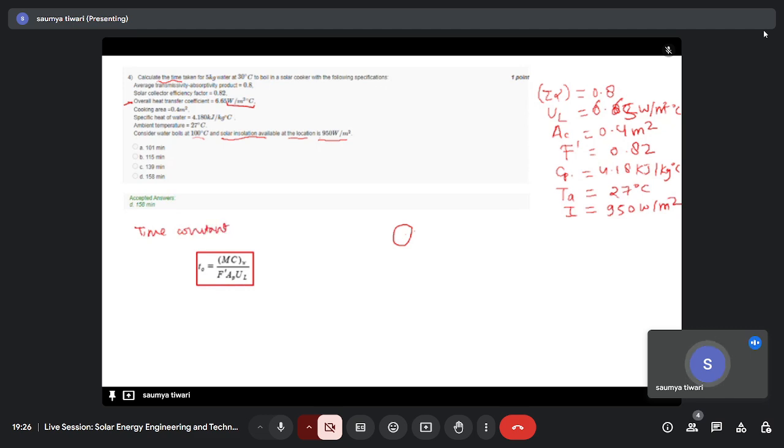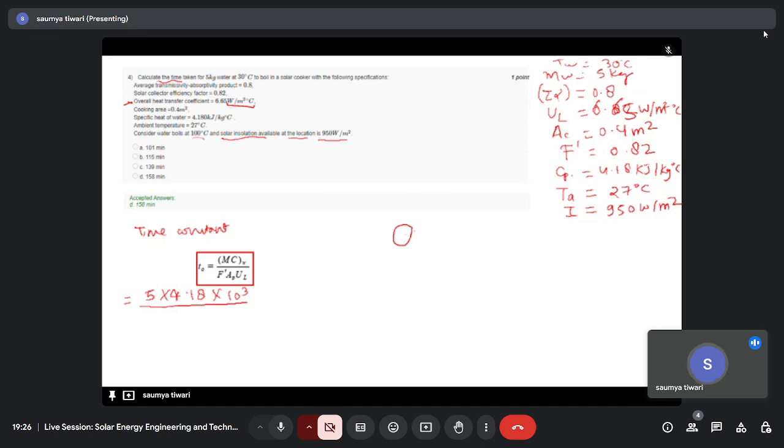So the time constant will be your mass of water, that is your 5 kg. So the mass of water is given, 5 kg, and your temperature is also given, 30 degrees Celsius, right? Now you know the mass of water, it's 5, and your specific heat capacity of water is 4.18. It's in kilojoule, so in joule it will be 10 to the power 3.